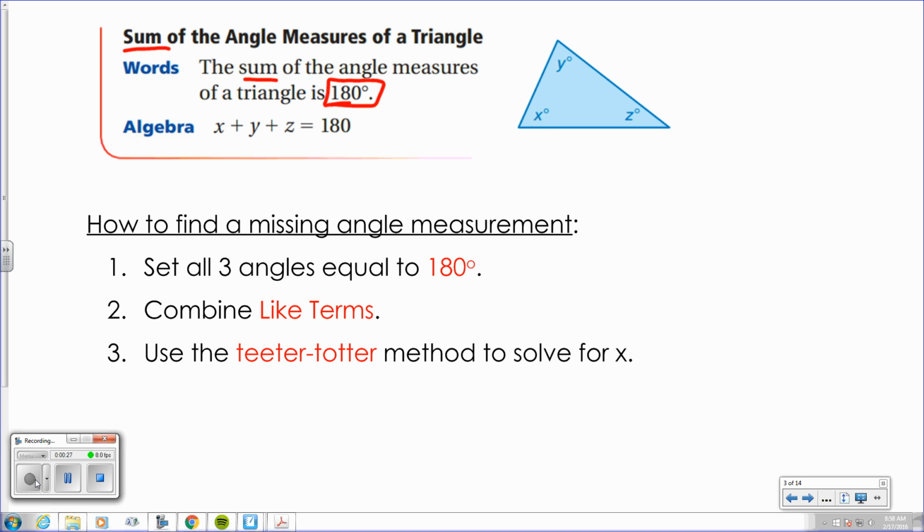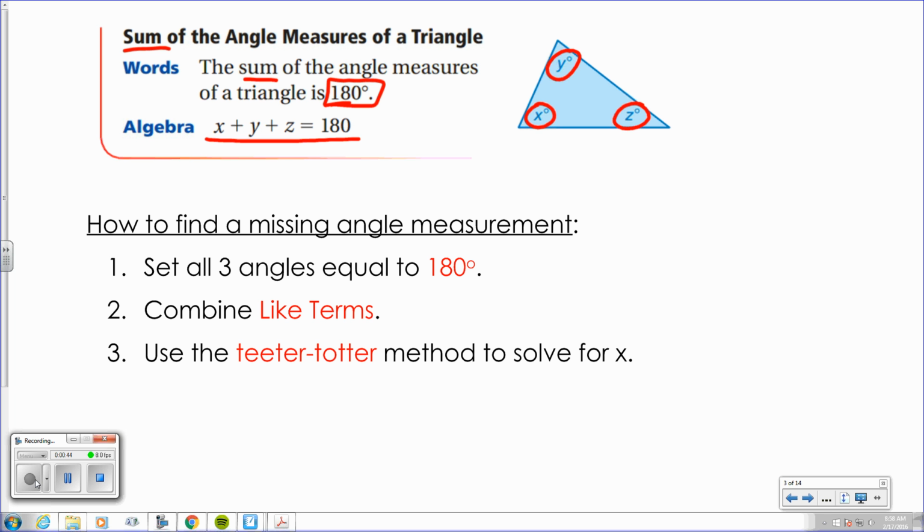And then look at this triangle. It has three angles. It has x, y, and z. Algebraically, there's a line right where it says algebra on your paper. It's x plus y plus z equals 180. So write that down in that blank. And that's really all we're covering today. They all add up to 180.